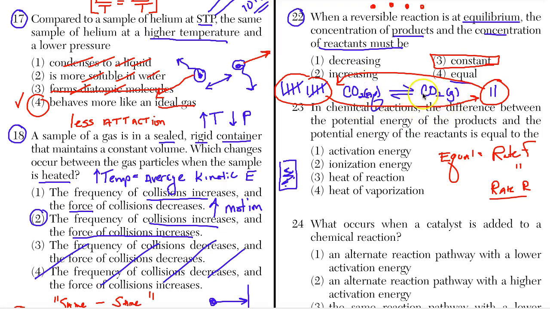That's another very important point. This could be a part 2 question where they ask you to explain why, and you would say, hey, the rate of the forward equals the rate of the reverse. Therefore the amount of each has to stay constant. 22 is 3. Moving on to 23.